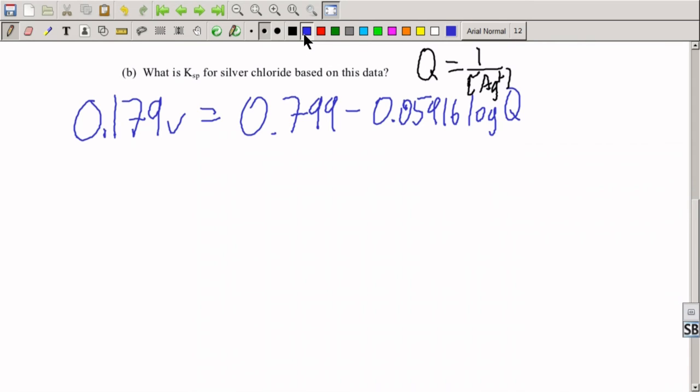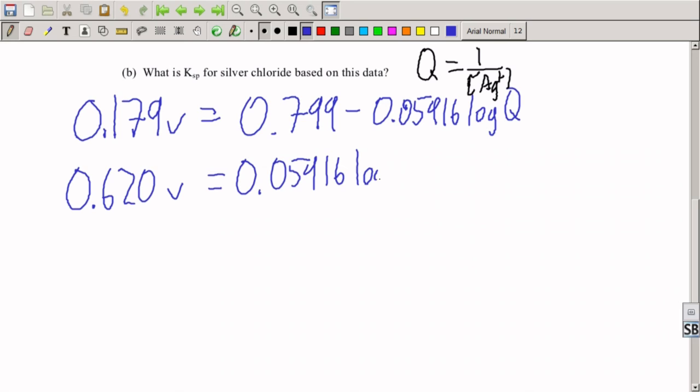Yeah, it's negative 0.620. Okay, so I'm going to multiply this thing through by -1. So I end up with positive 0.620. That's equal to 0.05916 times the log of Q. If that's true, we divide both sides by 0.05916. What do we get for the log of Q?